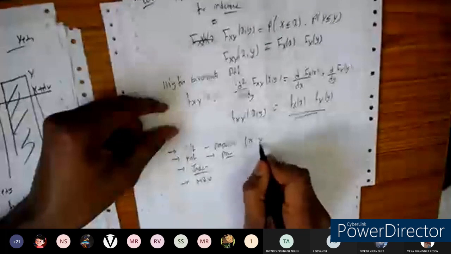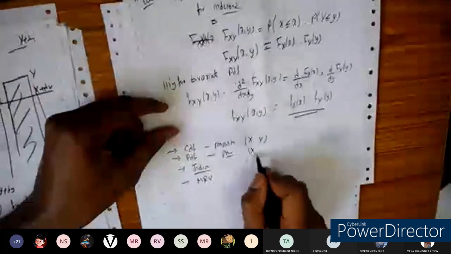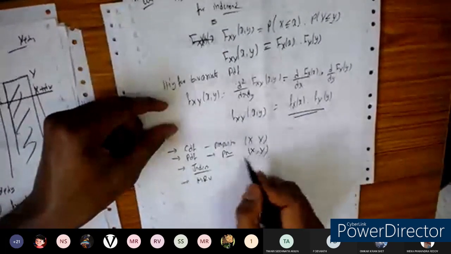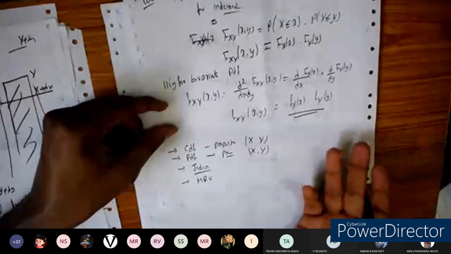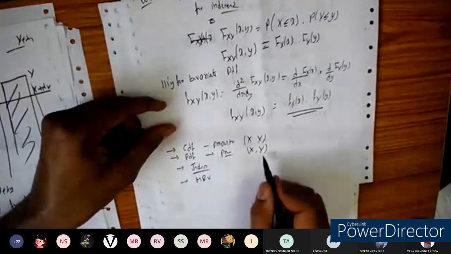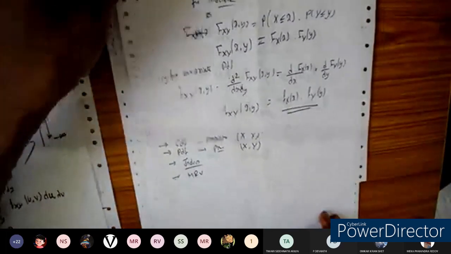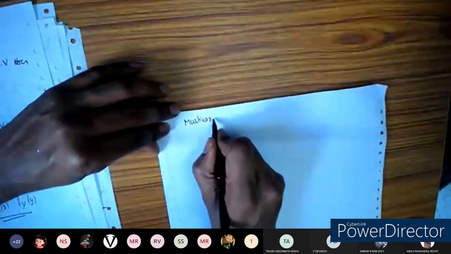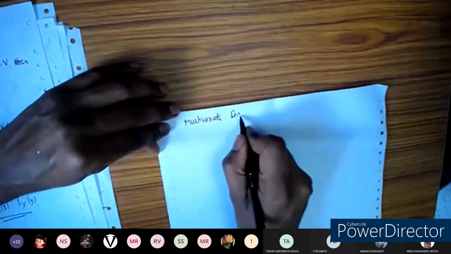So far we have seen the concept of the CDF and the PDF for two random variables, X and Y. Now I'm going to extend the same concept to multiple random variables, meaning X1, X2, up to Xn. That is what we'll call multivariate density functions. Taking the next concept: multivariate density functions.